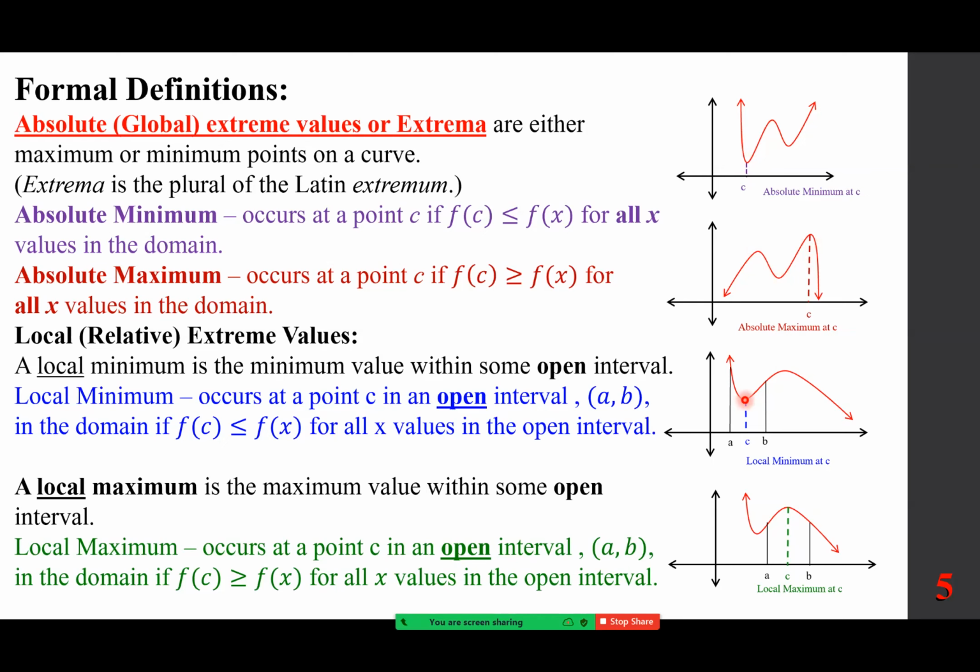Local min, local max. The reason this is local is because there are other points having a smaller y coordinate. The reason this one is local is because there are other points having a larger y coordinate. Local min, local max.